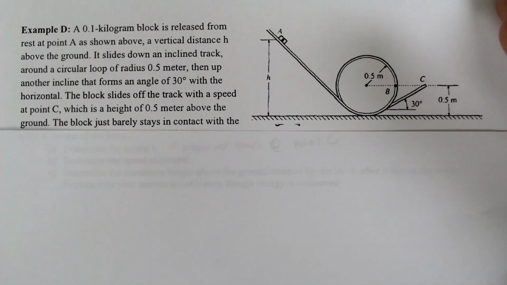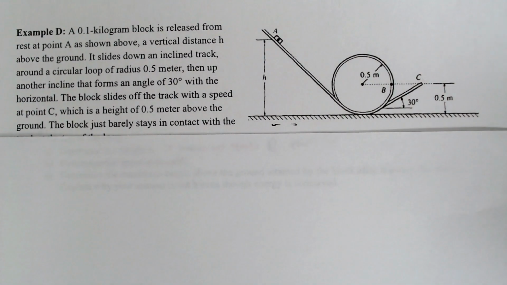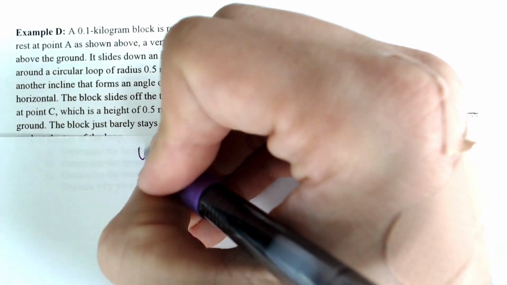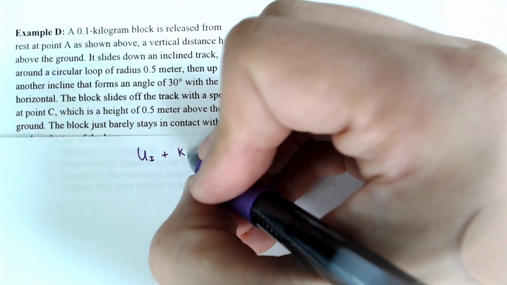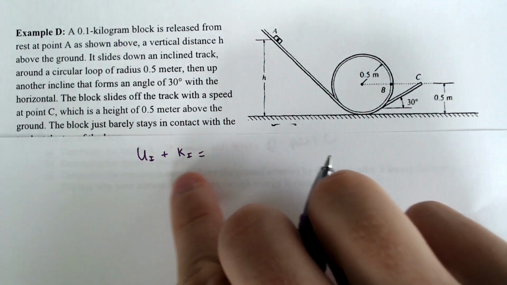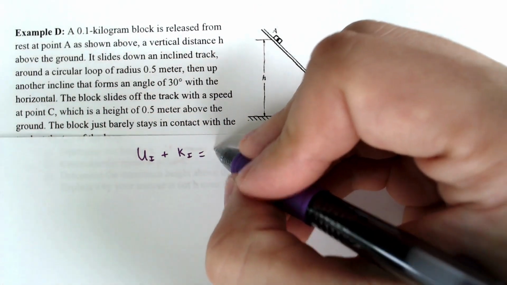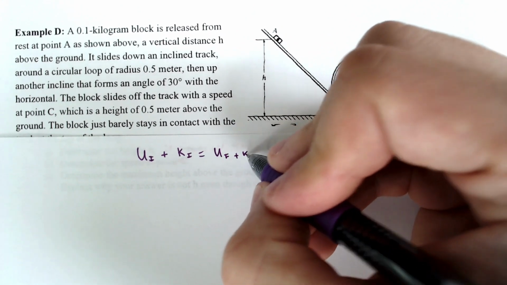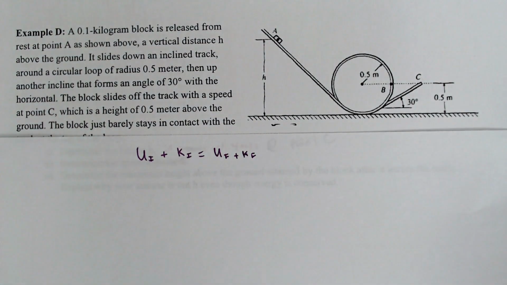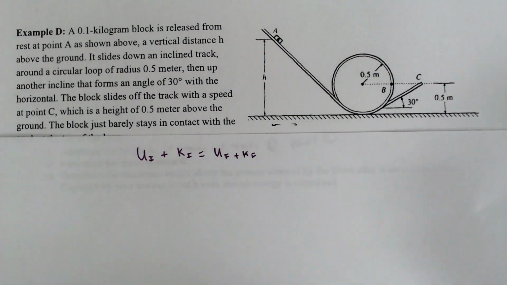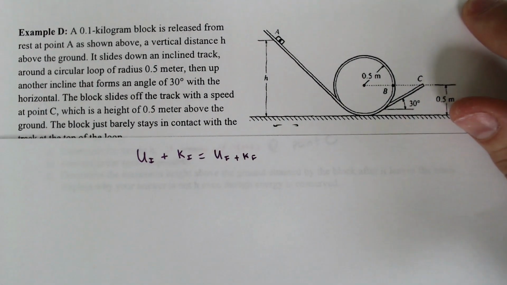So for this loop-de-loop problem, this next one, it is really going to emphasize the conservation of energy. And the conservation of energy is Ui plus Ki is equal to Uf plus Kf. So your potential added with your kinetic in the beginning must equal your potential added with your kinetic at the end. And with this, we have this block.